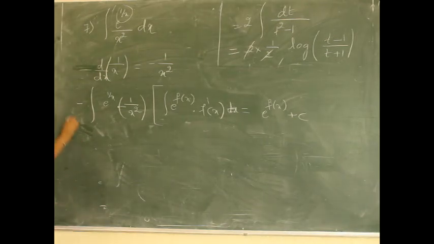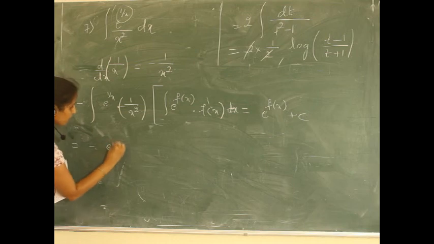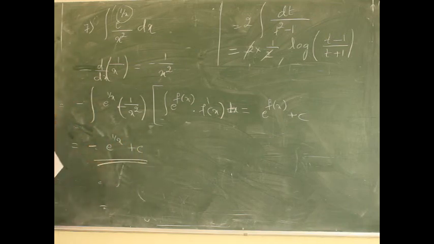So from that formula we can write the answer as minus e power 1 by x plus c. So this is option B. Option A is given as plus e power 1 by x plus c, but option B is minus e power 1 by x plus c, so it is option B.